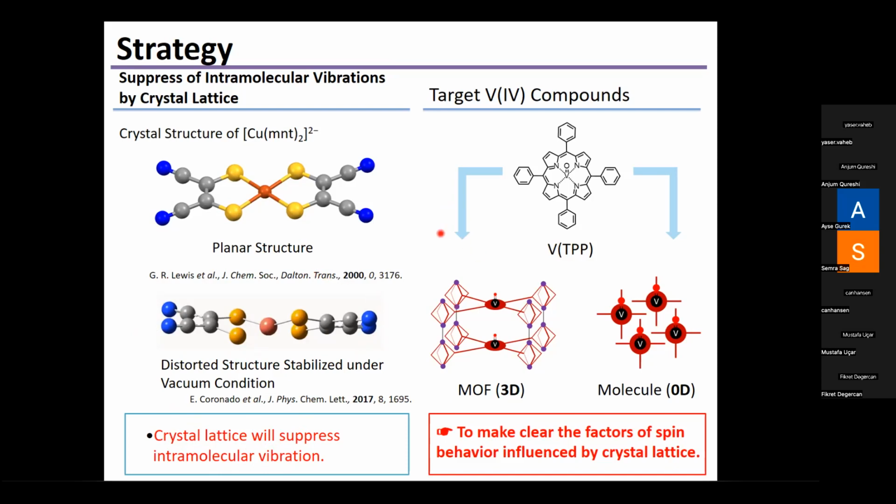Then I focus on the TPP vanadium. In zero dimensions, the lattice is very soft, but when put into the MOF, the 3-dimensional metal organic framework, the lattice is very rigid. We compare the soft zero-dimensional lattice and the 3-dimensional MOF to make clear the factors of the spin behavior induced by the crystal lattice.